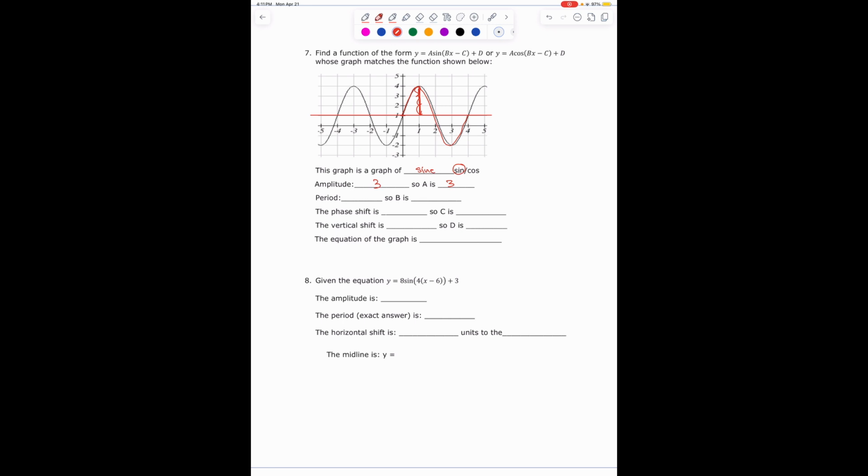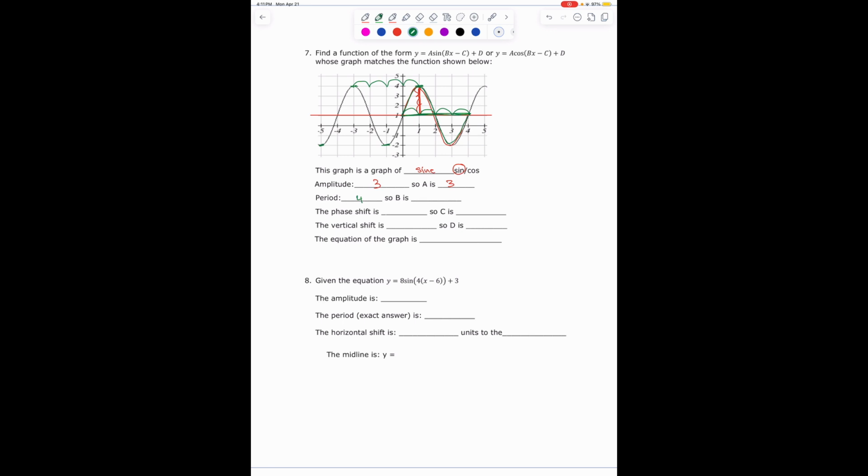The period in this case, I'm going to look at either 2 tops or 2 bottoms, or I can measure basically one period like this one. The unit is equal to 4. 1, 2, 3, 4. So the period is 4.